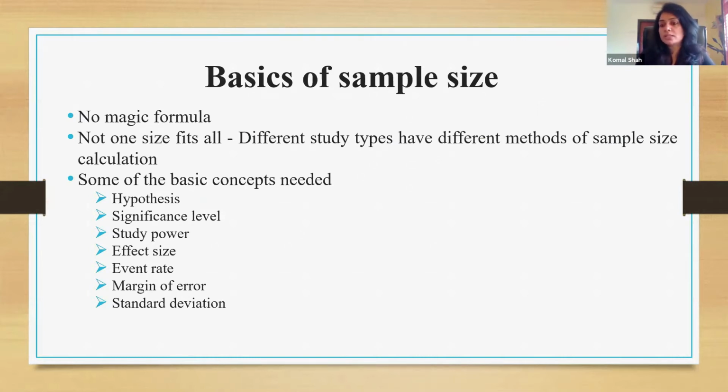So the first one is your hypothesis. For any study design, before we go ahead with the sample size calculation, we need to have our hypothesis in place. My outcome of interest should be well defined. The second one is significance level. For the majority of studies, it is accepted as 0.05. It is our type 1 error. The next one is study power, which is generally accepted as 80%. A minimum of 80% power should be there in our study.